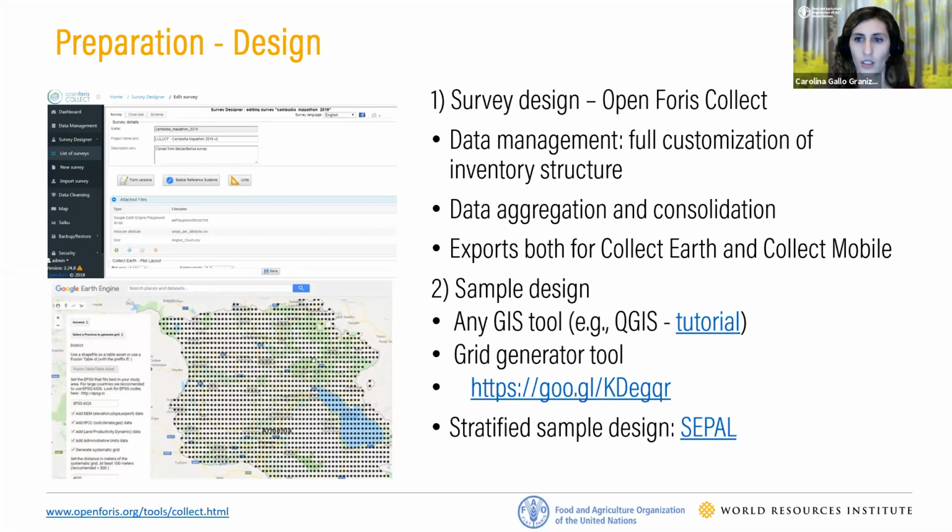The second step, before starting the actual data collection, would be to design the sampling method, which could be either random or systematic. And for each of those, we could incorporate a stratification as well. For the sampling, you can use different GIS tools, like, for example, QGIS. You can do so through the grid generator tool in Google Earth Engine, which is normally faster, or using CPAL in the case you want to stratify the sampling. Next.